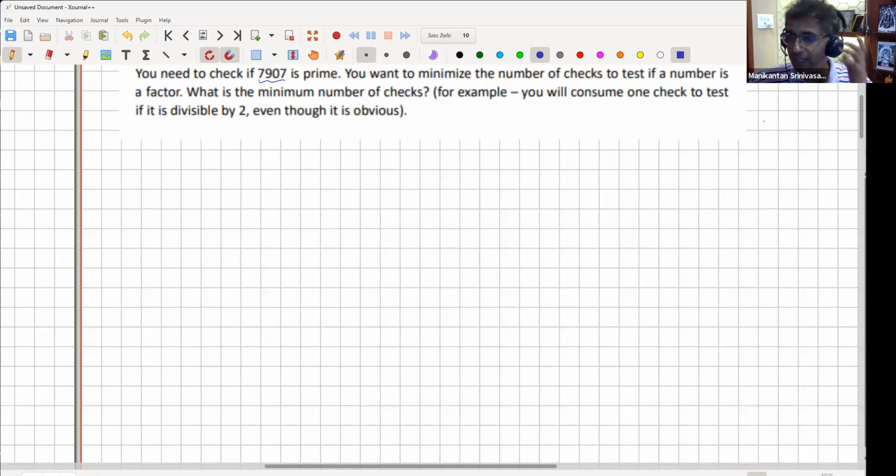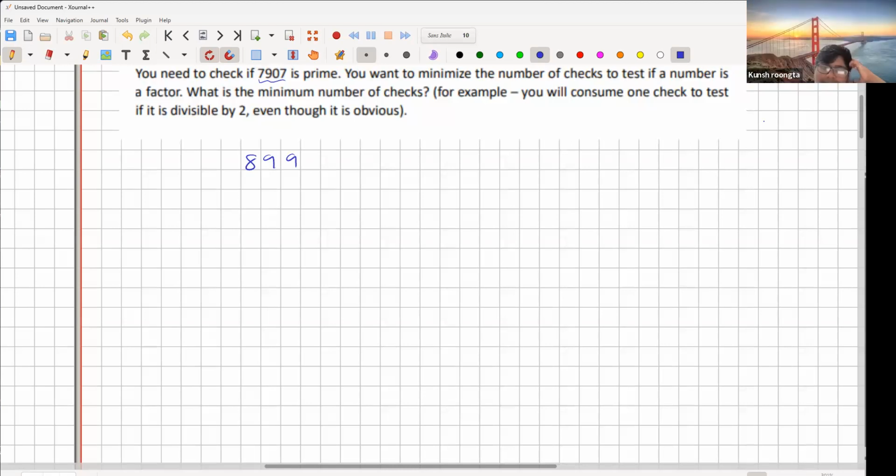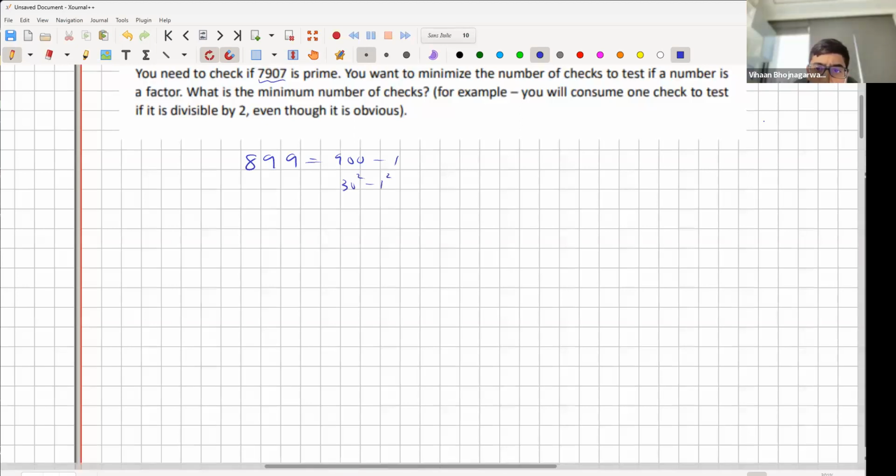Why even go till a zillion? I can give a simple example. 899: if you check till 23, you will conclude that it is prime, right? But it's not prime. It's 900 minus 1. So always check it with numbers that are prime.